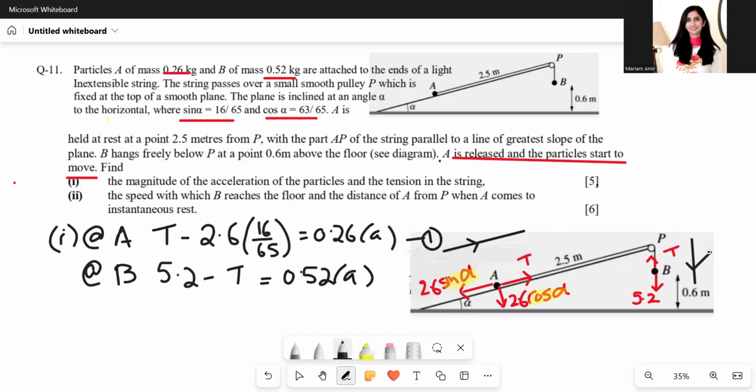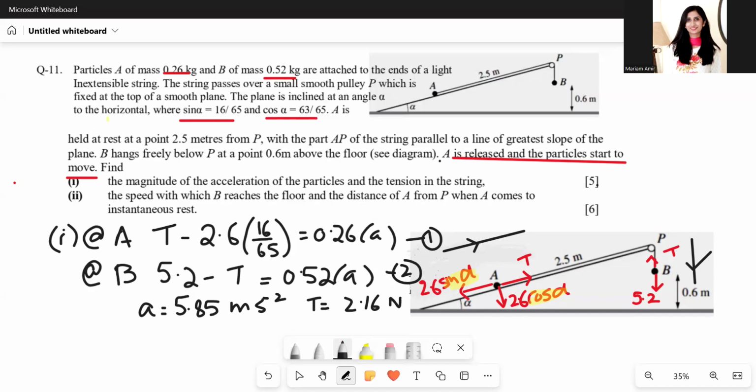Now we have two simultaneous equations. You will solve these and get the values of a and T. I'm just directly writing the answers. a will come out to be 5.85 meters per second squared, and T will come out to be 2.16 newtons.